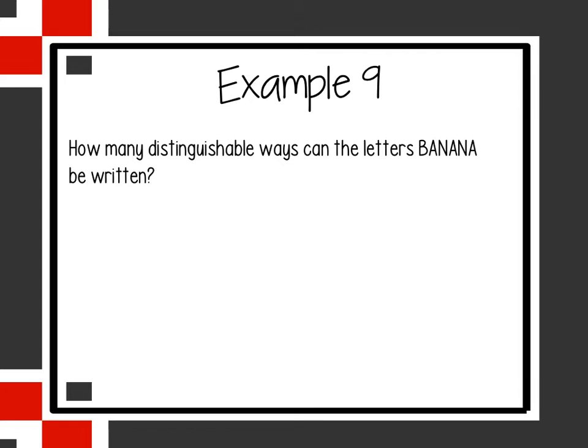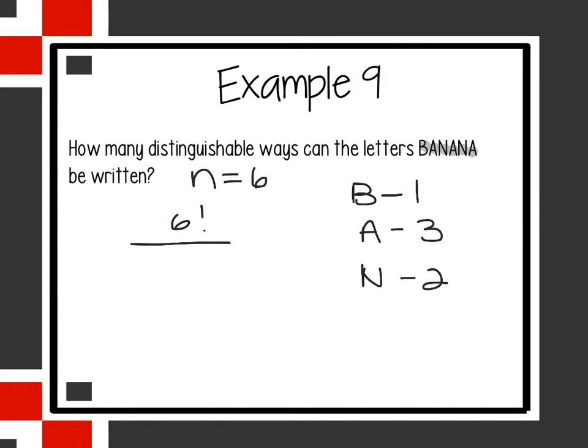All right, so example 9 says, how many distinguishable ways can the letters banana be written? So I want to first count how many letters are in banana. 1, 2, 3, 4, 5, 6, which means n is 6. And then there's only 1 B. There are 3 A's, and there are 2 N's. So it will be 6 factorial over 1 factorial, but we don't need it, times 3 factorial times 2 factorial.